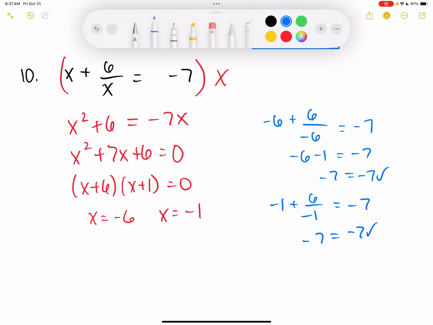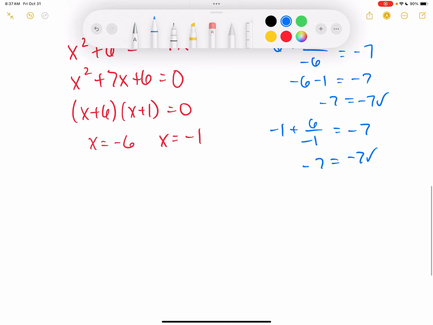So part of getting all the points on these problems is not just getting the answers, but also checking them. So make sure you do that. All right, overall, those ones are relatively easy, right? So let's get into some that are a little bit more difficult.